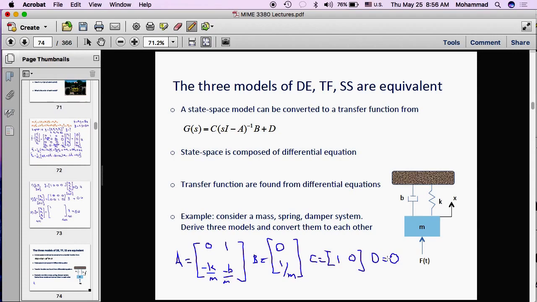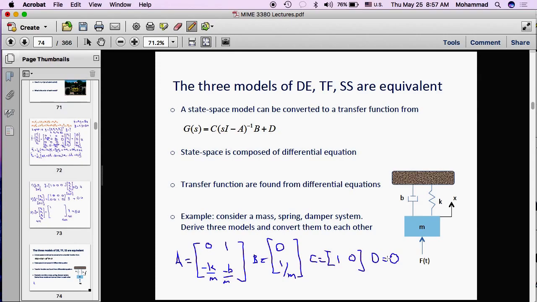What should be clear, but this example should help you connect the dots even stronger, is that all three models of this system are equivalent to each other. Why? All three models, differential equation, transfer function, state space, are equivalent to each other. You can start from one and get to the other. Why are they equivalent? Because the root of all three is the same.